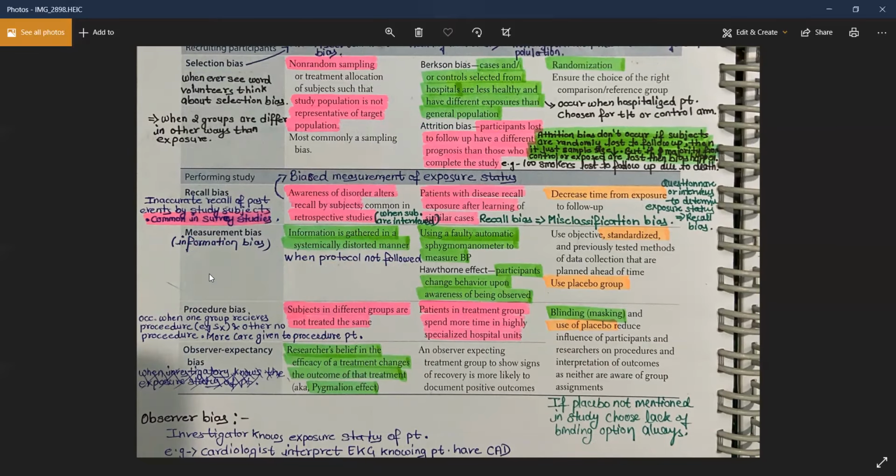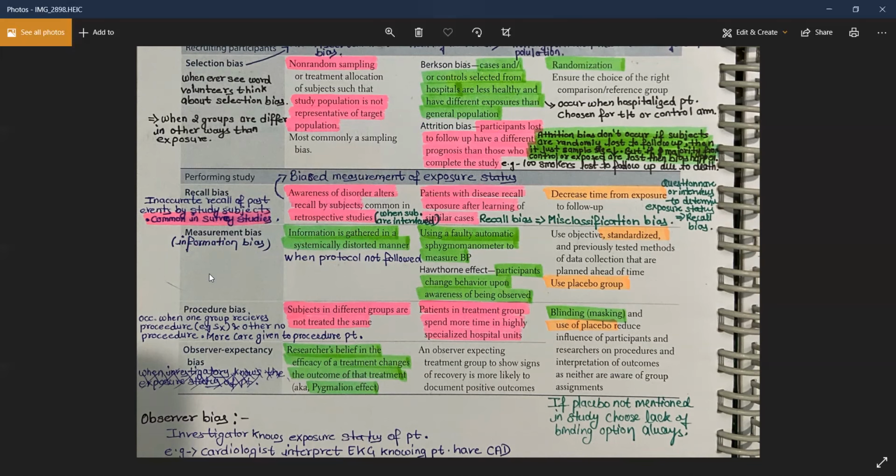Then comes the measurement bias. Okay, when the information that you gather during the study has some kind of error, or the measurement that you gather is in a very distorted manner. Okay, and it always happens when the protocols are not followed.